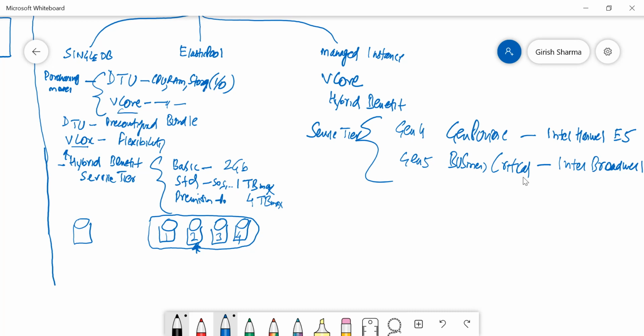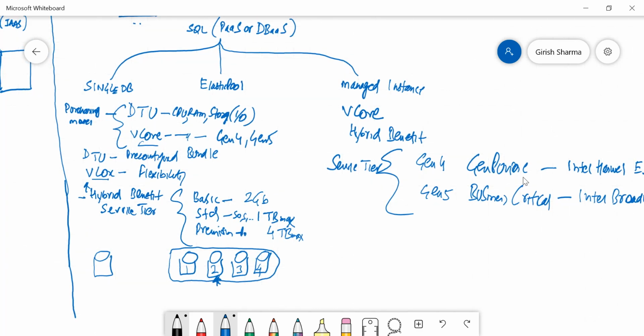So that's very similar to the vCore option, which is there in single database as well as Elastic Pool. They also have generation 4 as well as generation 5, same thing, and they have also Intel Haswell and Intel Broadwell. Now there are also some other things that will come into play in the managed instance, why you would choose a managed instance over single database or Elastic Pool. But just to touch briefly on this, managed instance has all those capabilities.